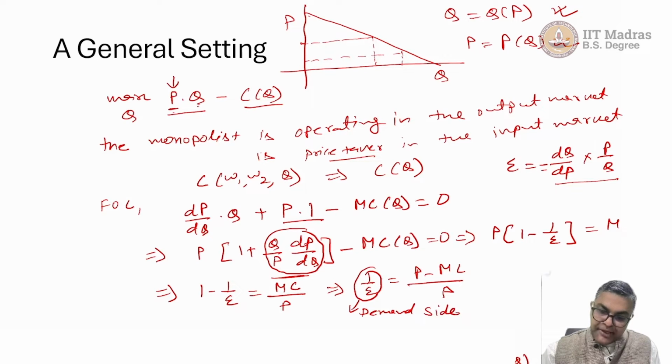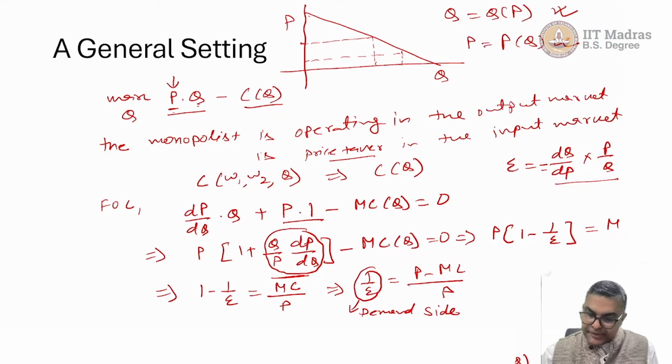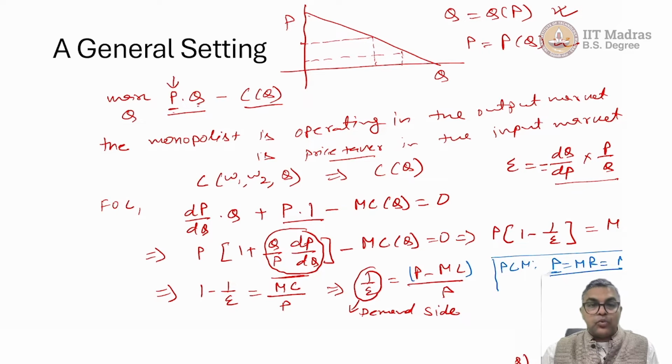Remember, I should remind you that in a perfectly competitive market, PCM in short, what do we have? P is equal to MR is equal to MC. That was the optimization criterion for profit maximization. So basically P is equal to MC. Here P can be greater than MC if epsilon is not equal to infinity.